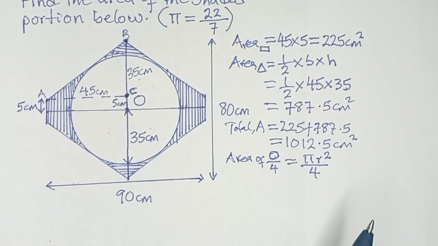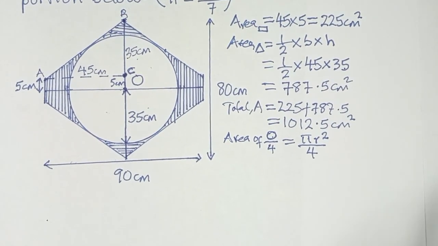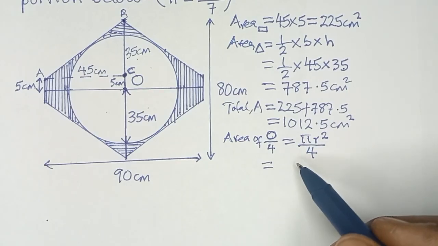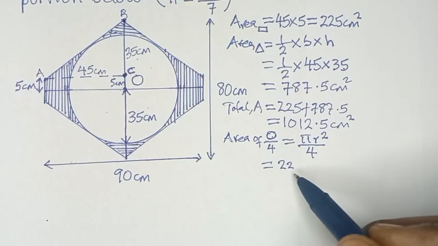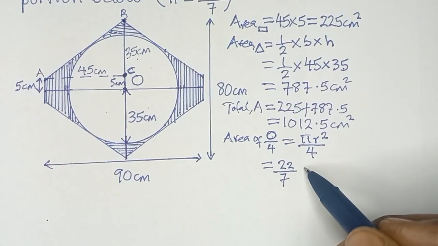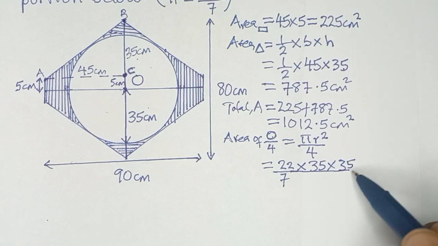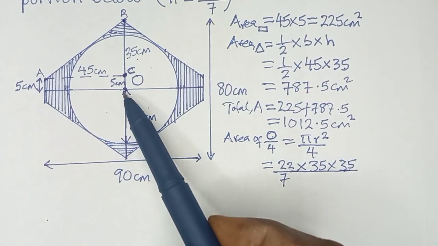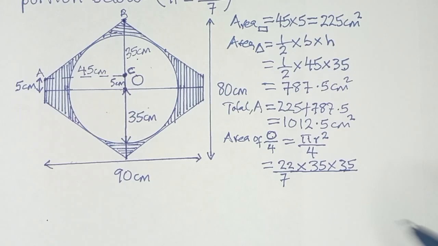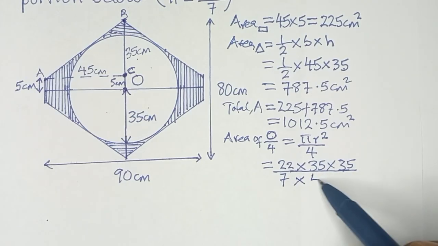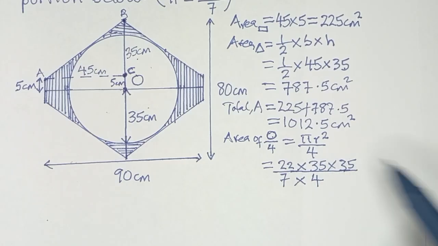Now we can move on and say that that area simplifies to, the value of pi is 22 over 7, multiplied by the square of the radius. That will be 35 times 35. Don't forget the radius of the circle is 35. You can see it from here to here. The radius is 35. And then divide by this 4. So I can put the 4 under here and say times 4. So that is what I have there.